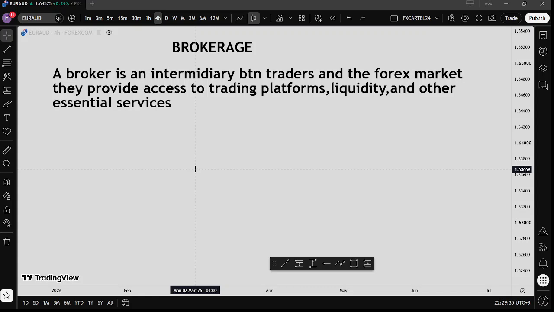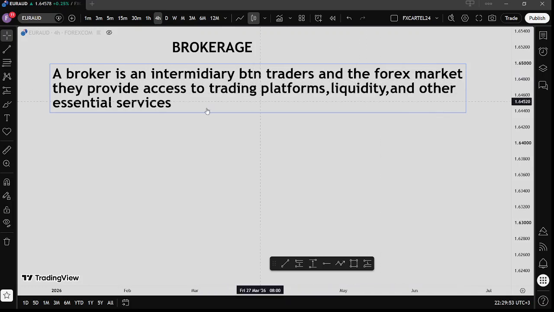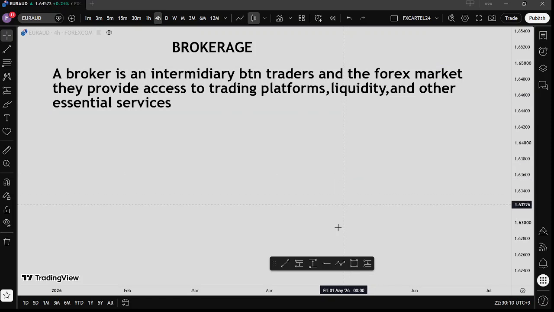He is an intermediary who gives you access to the market to carry out your transactions, but he's not the one carrying out your transactions. So he gives you access to the forex market, to the trading platform, which platform? MT5. He provides liquidity. Now liquidity, in future you'll understand, means money that moves the market.